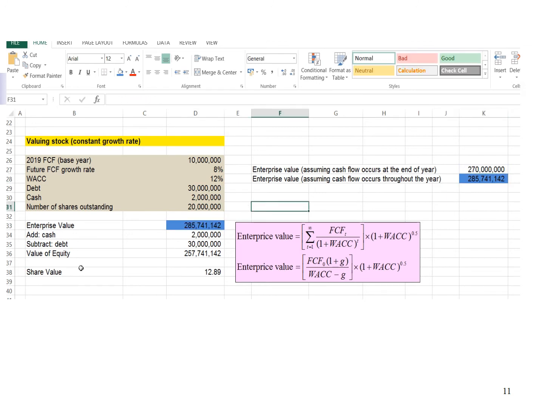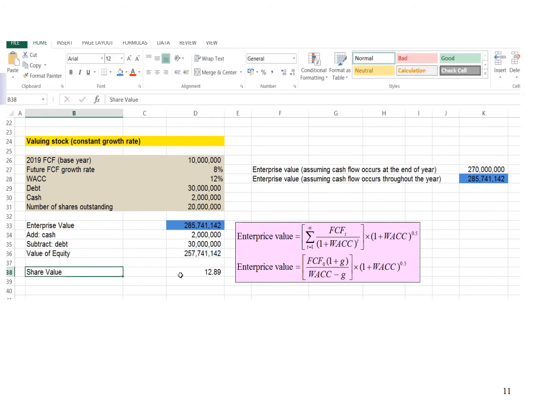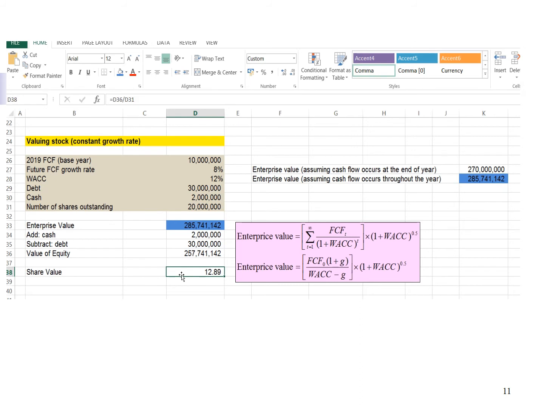Next, we shall calculate value of equity. The value of equity is enterprise value add cash, subtract debts. Finally, we calculate the share value by dividing the value of equity with number of shares outstanding. And this is the final answer, the share price.